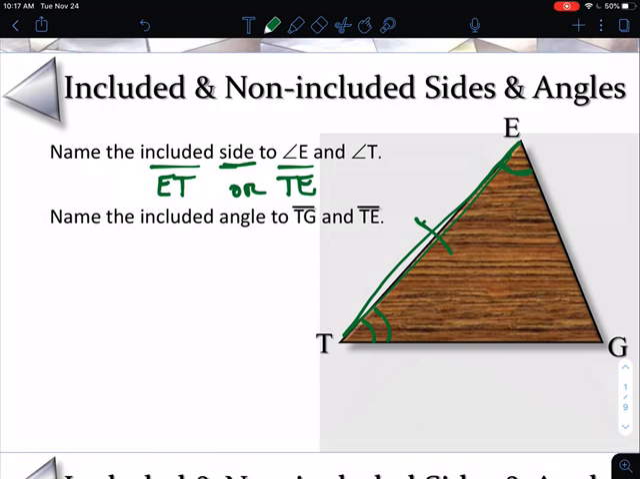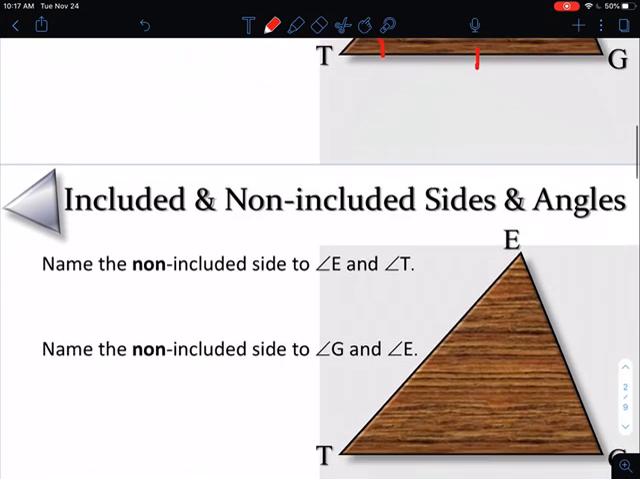The next example says name the included angle between sides TG and TE. So for this example, TG is this bottom side, TE is this top left side. The angle that's included or in between would be this angle T that touches both sides. So for the included angle, we'd be talking about angle T. Remember, with included, we're talking about in between: a side that's in between the two angles, or the angle that's in between the two sides. So when you see that word included, you're thinking in between.